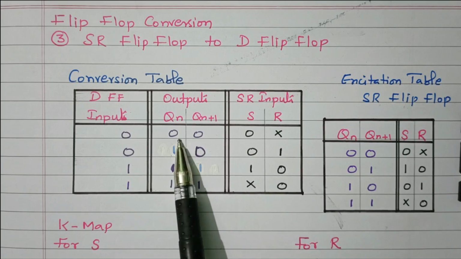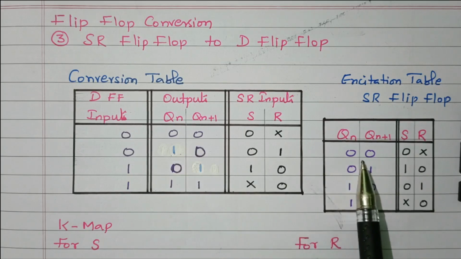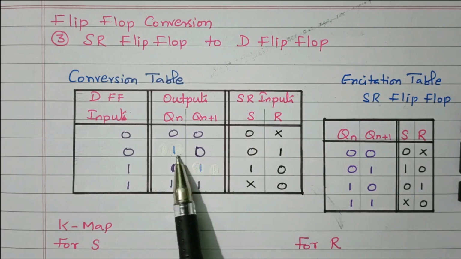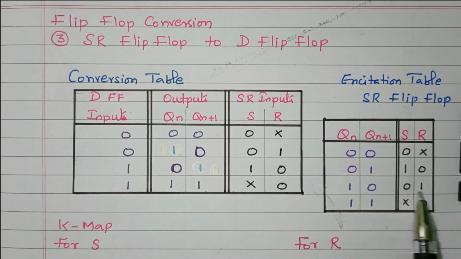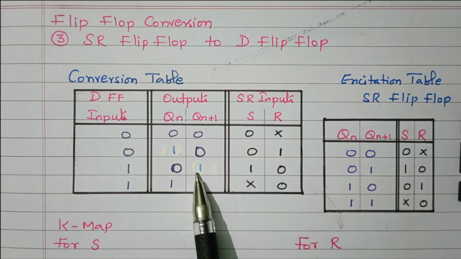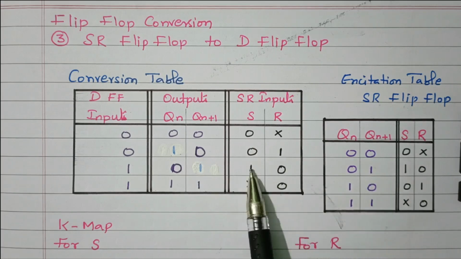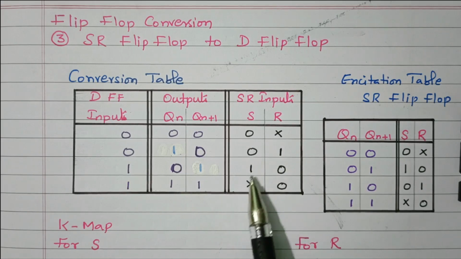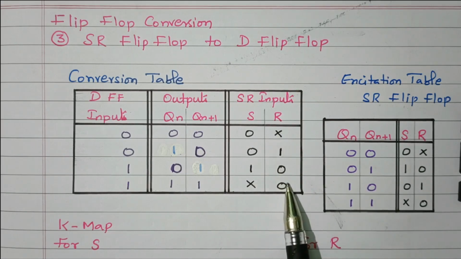0 0, both present state and next state 0 0, what is the input? 0 x. 1 0 means we need 0 1. 0 1 means 1 0. 1 1 means x 0, right? So in the excitation table we filled the input for the SR flip-flop. Now we need to find the logical expression for S and R by using the K-map.